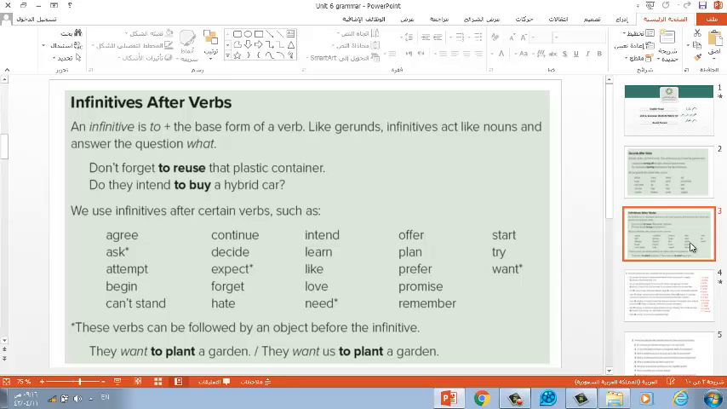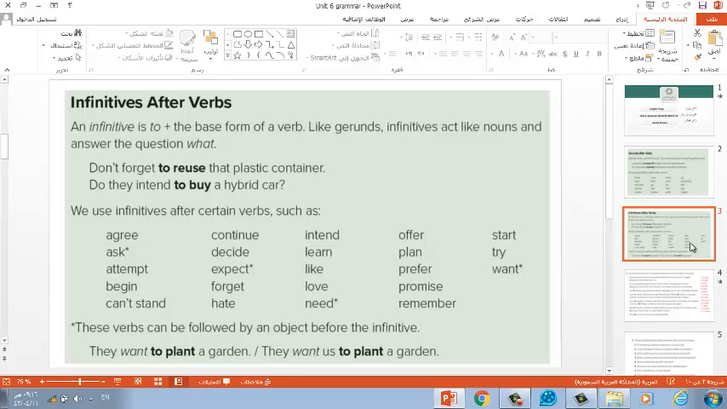The other category of our class today is infinitives. When do we use infinitives? An infinitive is to plus the base form of a verb. To attend, to come, to go, to live. These are called infinitives. Like gerunds, infinitives act like nouns and answer the question what. What do you intend to do in the weekend? I intend to visit my relatives. To visit here is the infinitive.